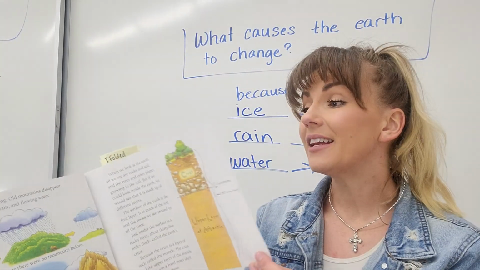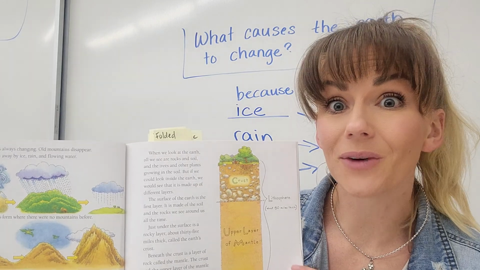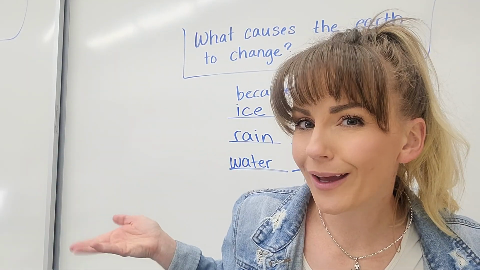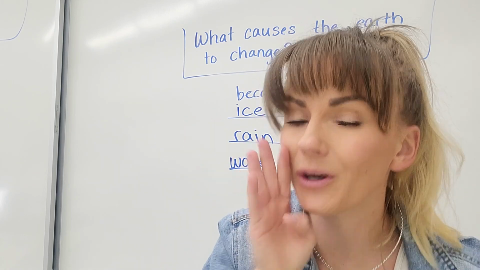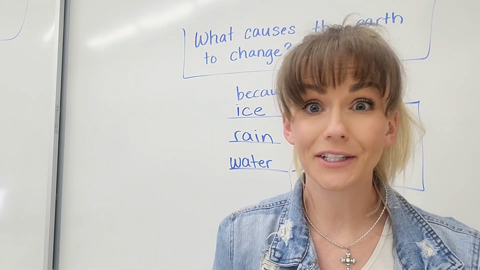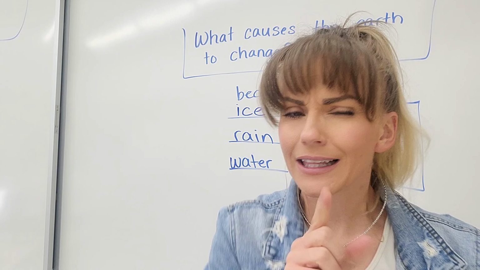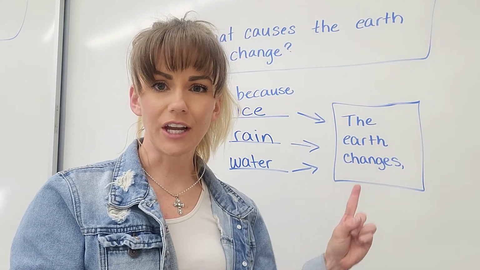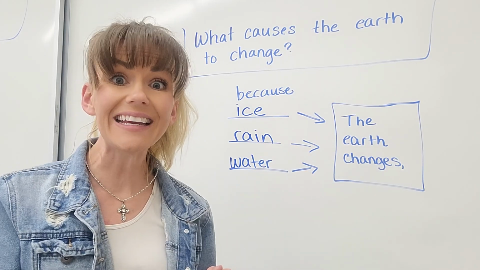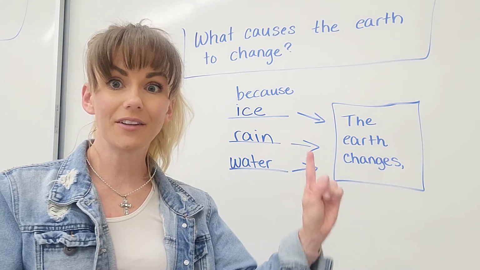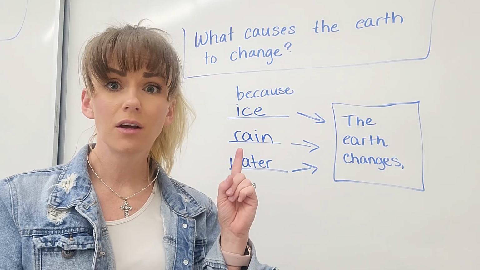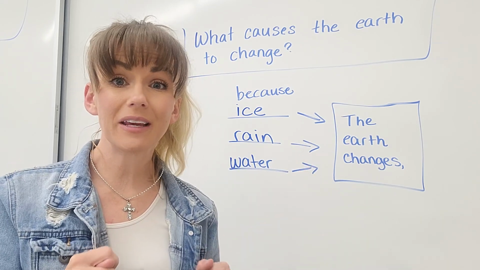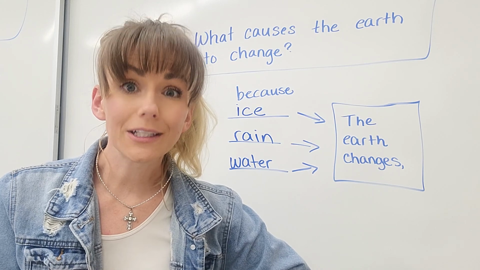Yeah. And ladies and gentlemen, we're going to stop right there. I think we have enough information. We know at least 3 and even 4 things that cause our earth to change. Okay, let's review those again. Let's read off of our map, okay? The earth changes because of ice. Yes, the earth changes because of rain. And lastly, the earth changes because of water.